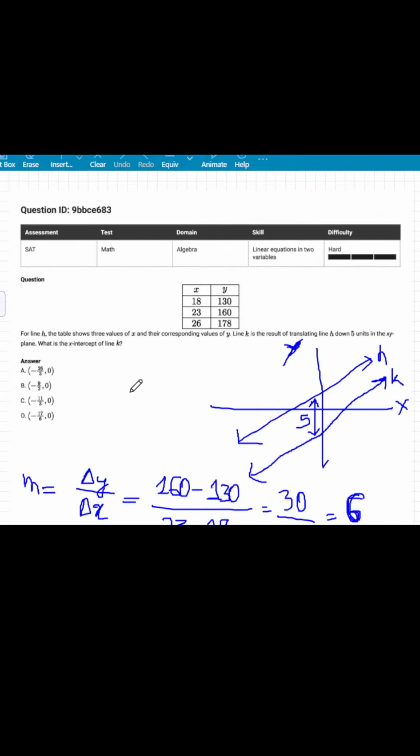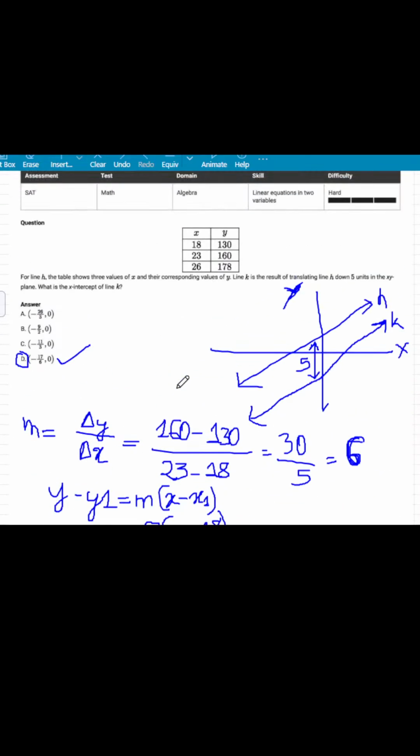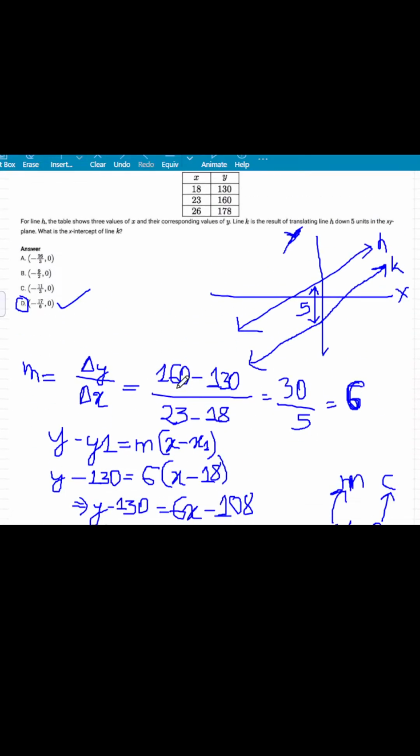Let us see in the options. So we have option D as minus 17 by 6, comma 0. So that will be the right answer. So D is the correct one. We can have a look at the solution, and we'll go over it again so that it will be clear, because it is a tricky question. You have to first find the equation of the first line and then the next line, and then apply the formula for the x-intercept.